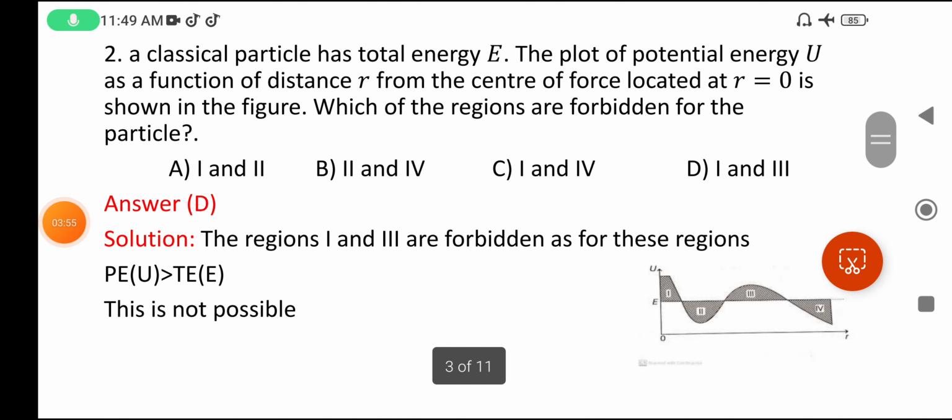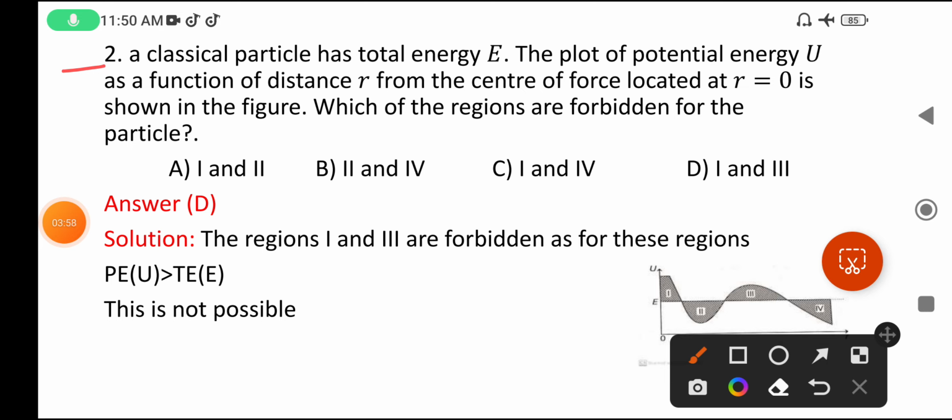Next, the second question. A classical particle has total energy E. The plot of potential energy U as a function of distance R from the center of force located at R = 0 is shown in the figure. Which of the regions are forbidden for the particle? Here a classical particle has total energy E, and a graph of potential energy U as a function of R is given.